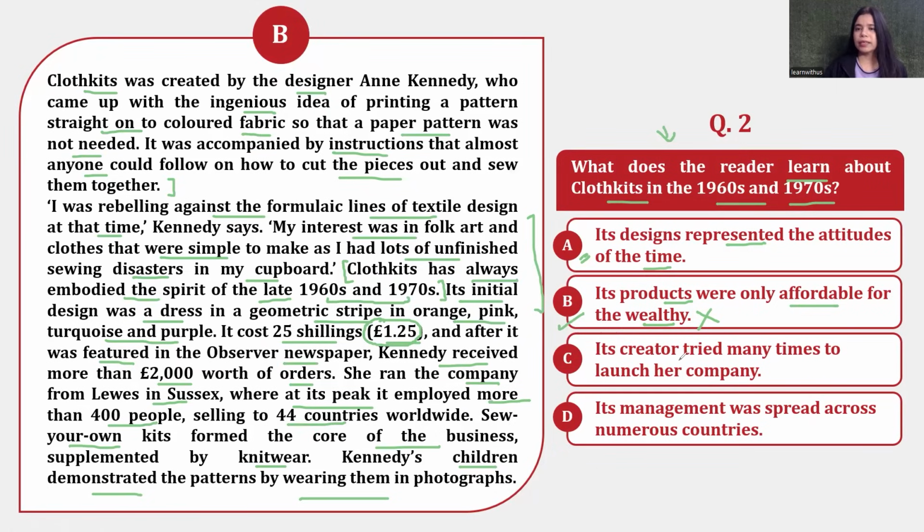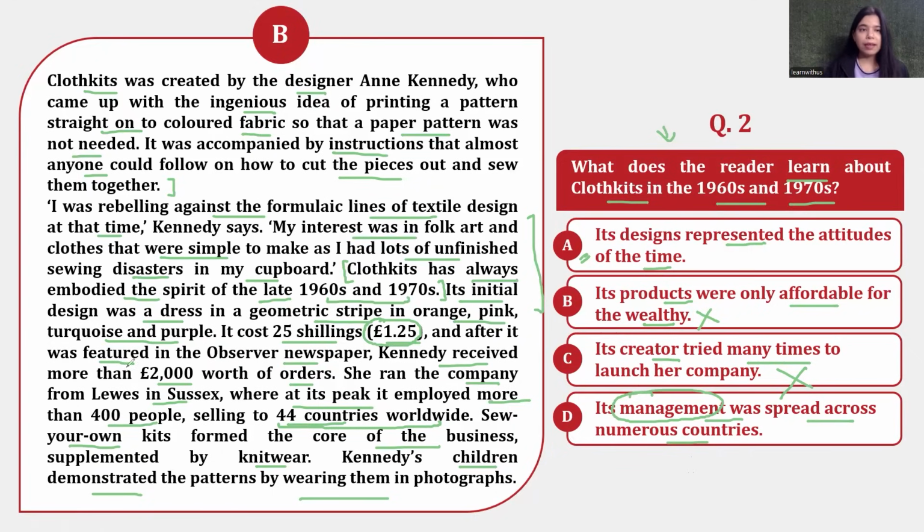C option says its creator tried many times to launch her company. No such thing is mentioned that she tried many times to launch her company. So B and C can very easily be eliminated. Coming to now A and D. So D option says its management was spread across numerous countries. Well, she does talk about selling to 44 countries worldwide, but D option says its management was spread. Its management was spread across many countries.